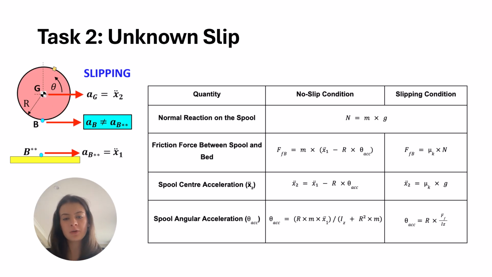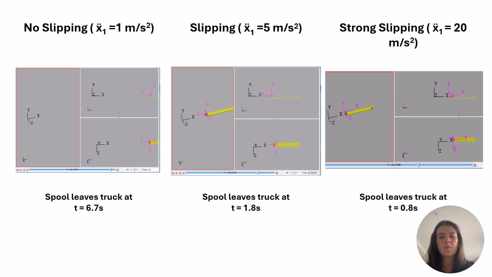We derived general equations for the angular acceleration, linear acceleration, normal force, and friction force. We then used MATLAB to test different cases and observed how the spool's behavior changed with different friction coefficients and accelerations. The simulations confirmed that higher acceleration caused slipping, validating our analytical findings.